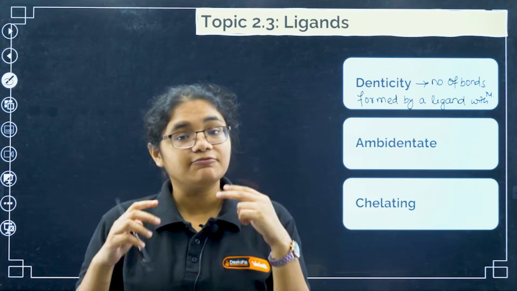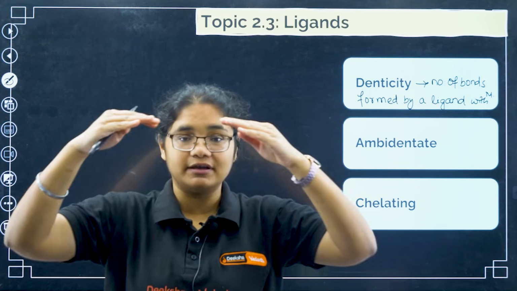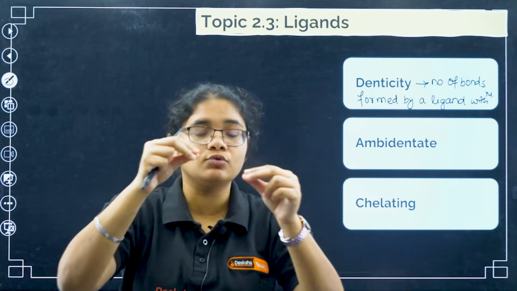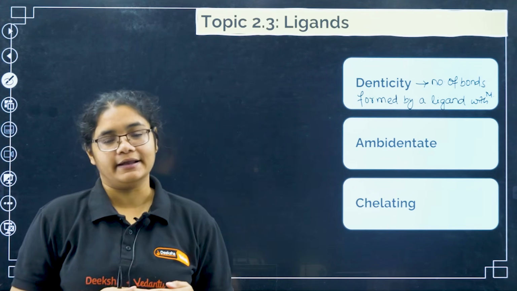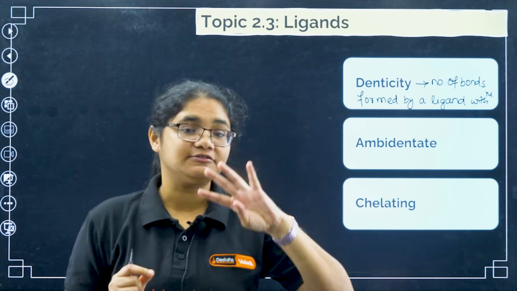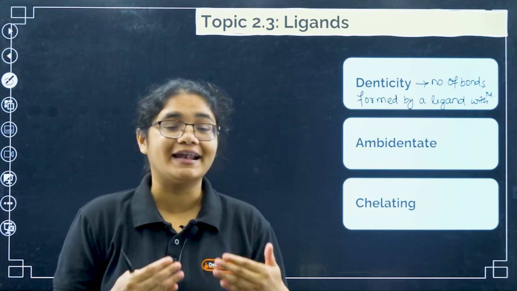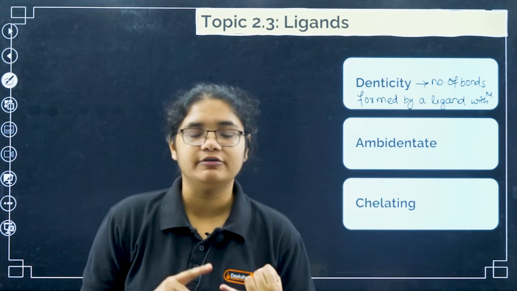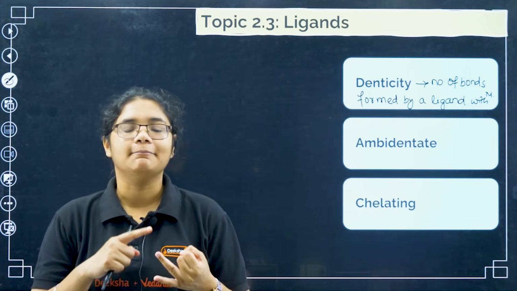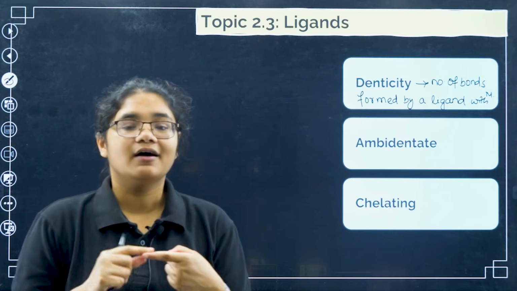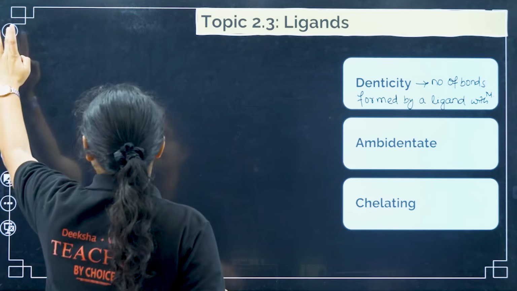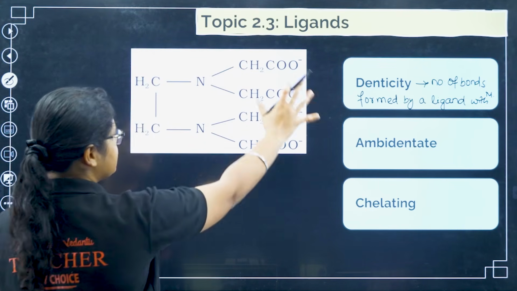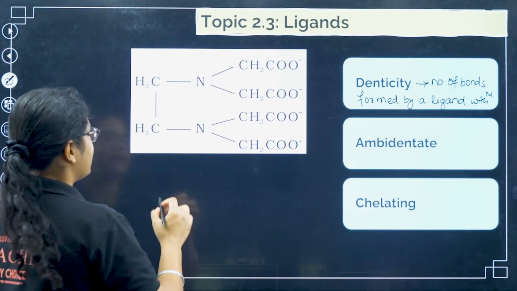If a ligand has two donor sites and it can form two bonds with the metal, then it is called a didentate or bidentate ligand. Similarly, if a ligand has four donor sites, we call it a tetradentate ligand. So we have generally studied monodentate or unidentate, bidentate, tetradentate and hexadentate ligands. Okay, so I'll show you some denticity definitions. You can see this particular ligand, this is called EDTA.